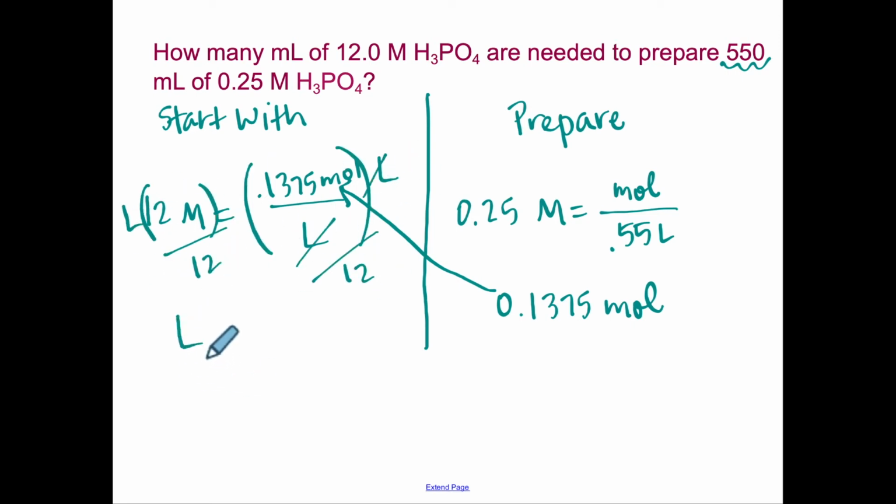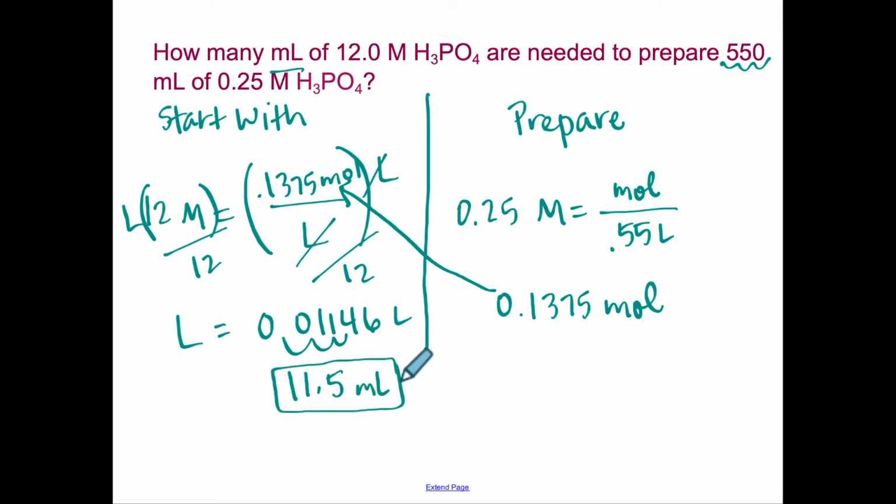And we end up with liters in the amount of 0.01146 liters. The question asks for milliliters, so we move the decimal over 3 and we get 11.5 milliliters as our answer.